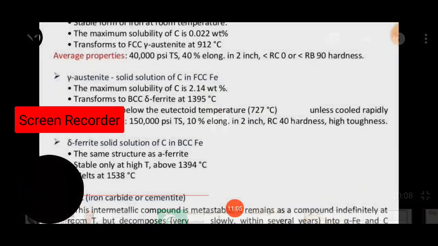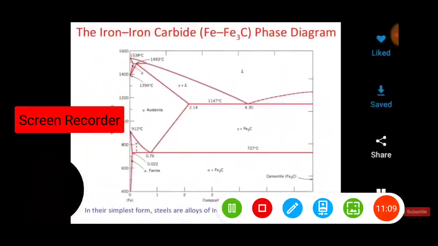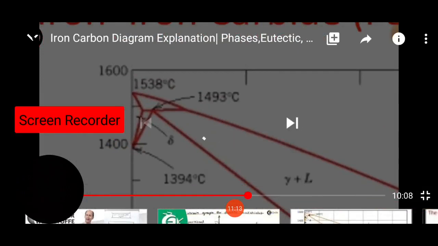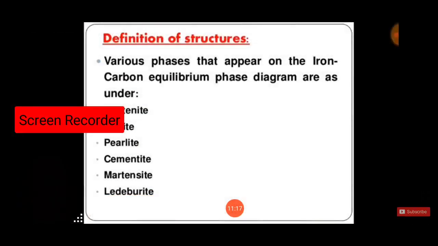Temperature above 1394 degrees Celsius and melts at 1538 degrees Celsius. Appearing on the iron carbon equilibrium phase diagram are austenite, ferrite, pearlite, cementite, martensite, and ledeburite.